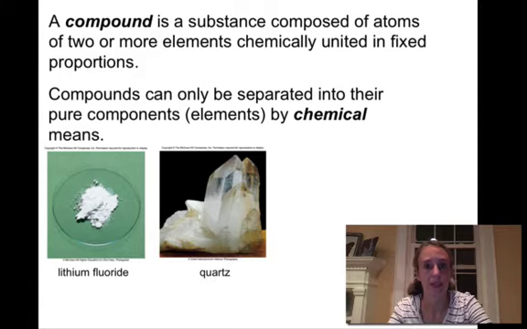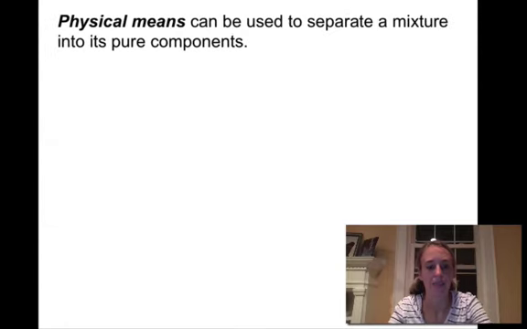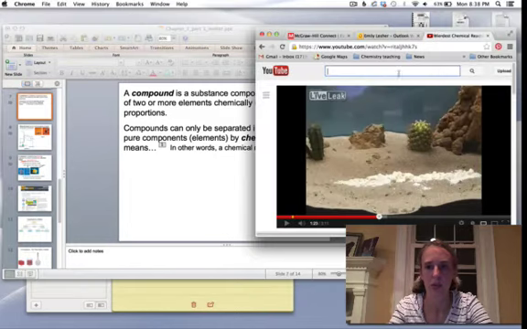To separate the silicon from the oxygen, or lithium from fluoride, you can only accomplish that by chemical means, by chemical reaction. And sometimes that reaction is pretty cool. I wanted to bring up a quick YouTube clip of a chemical reaction.